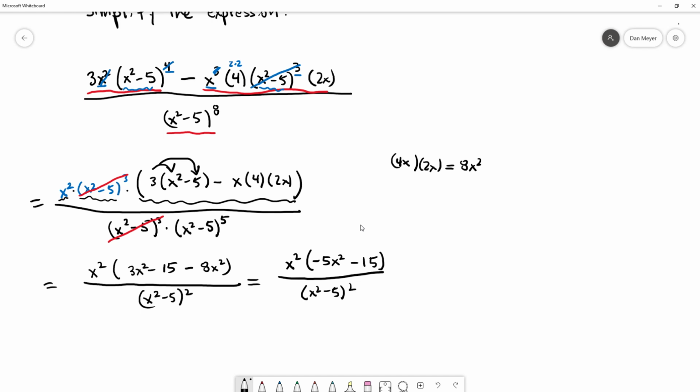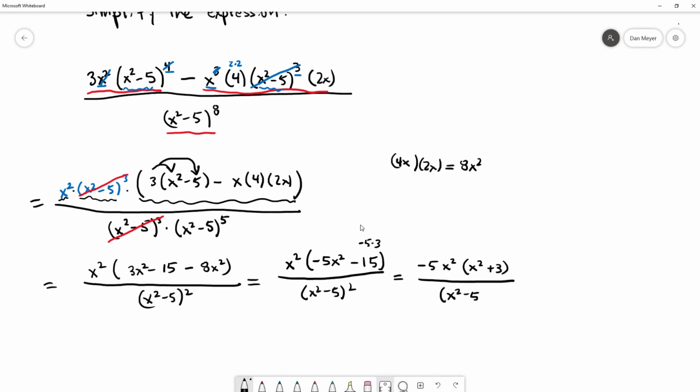And then inside the parentheses, I have a common factor of negative 5. I can write negative 15 as negative 5 times 3. So I can factor out a negative 5. Negative 5 x squared times x squared plus 3, all over x squared minus 5.